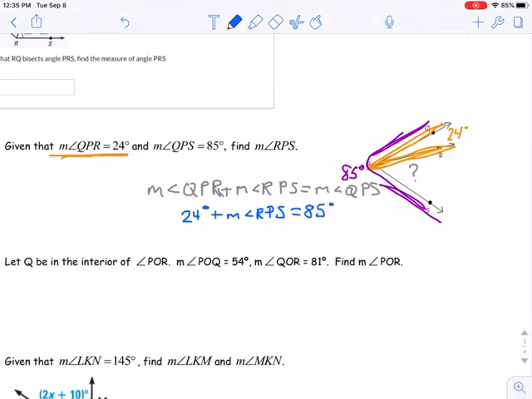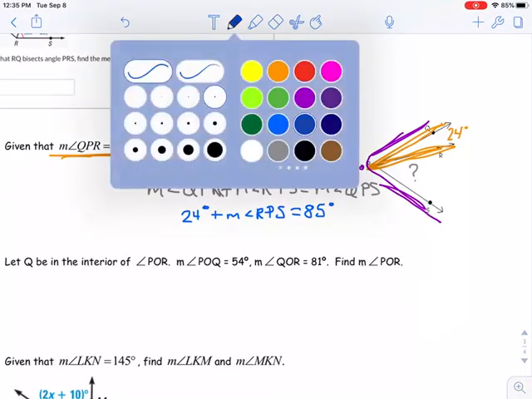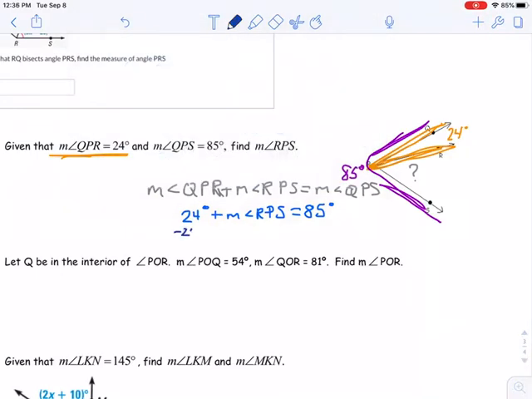All right, so this is being very tedious, writing out the angle addition postulate, filling in all the numbers, showing every single step of work. Would you need to show this much work on your own? Probably not. But it's very good to be tedious, especially when we're practicing something for the first time. And we can see that that's 61 degrees. All right, which kind of makes sense. 24 plus 61 equals 85.